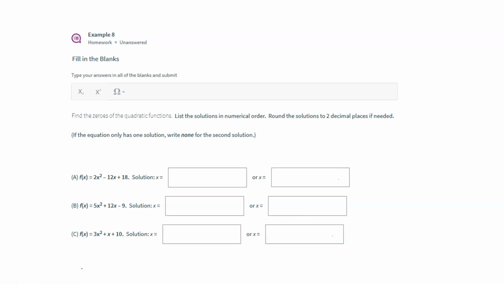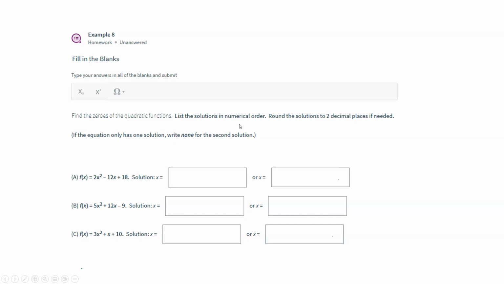So now, kind of bringing everything together that you learned in Chapter 8, you're asked to find the zeros for these quadratic functions. And notice it's not saying find the real zeros or the number of zeros. I mean, some of these could be real or non-real.